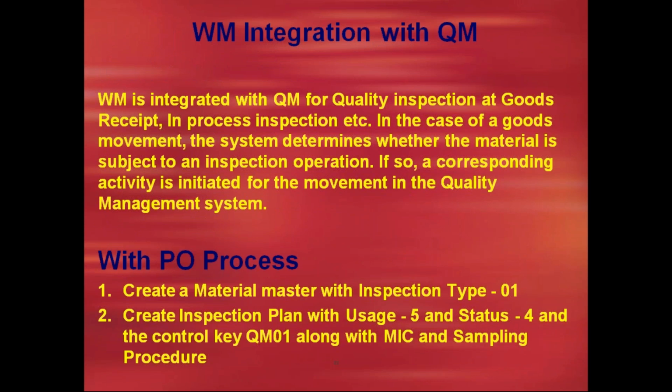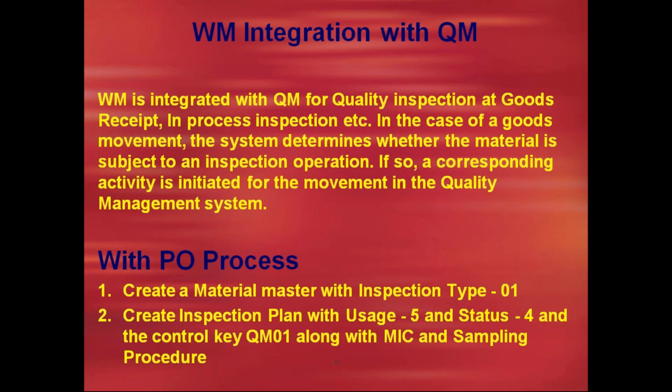Here ends with PP. And finally, WM integration with the quality management. So what is the meaning of quality management? Wherever the goods movement takes place and wherever you need to have the quality check of a particular material at stages, then we can have the quality inspection. So we'll decide at what stages the material should go for inspection of the quality of the material.